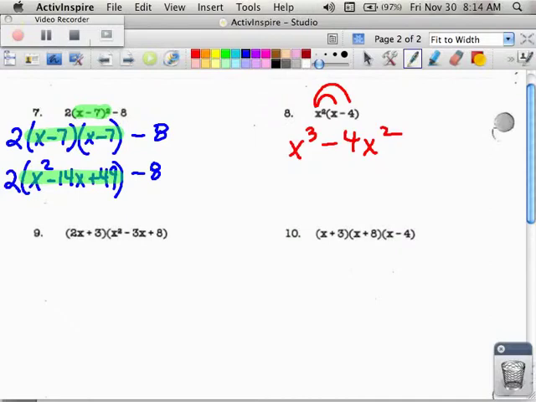Now I see a number on the outside of the parentheses, and that's multiply, and I see the minus 8. Multiply has to come before subtraction. So I'm going to take that 2 and distribute it to all the pieces of that parentheses. So 2 times x squared is 2x squared. 2 times minus 14x is minus 28x. 2 times positive 49 is positive 98. And I still have that minus 8.